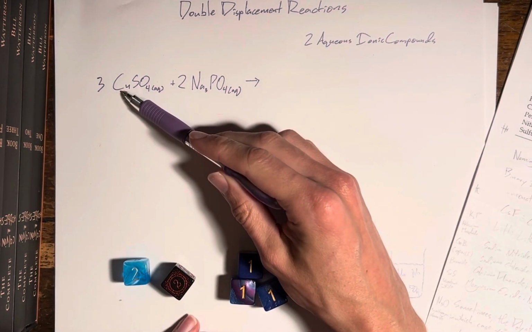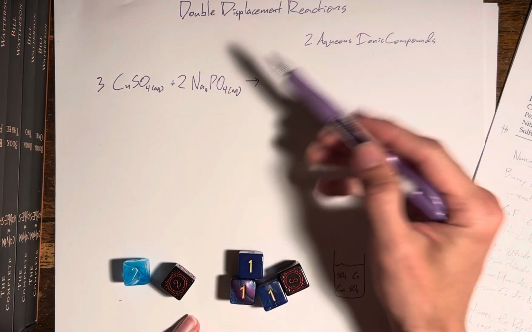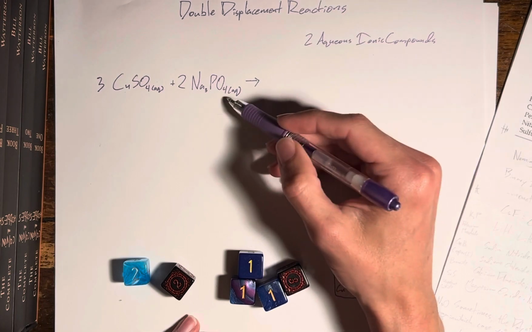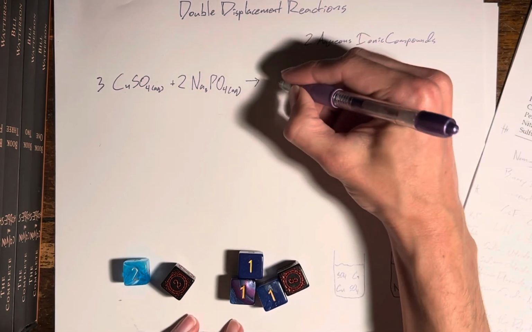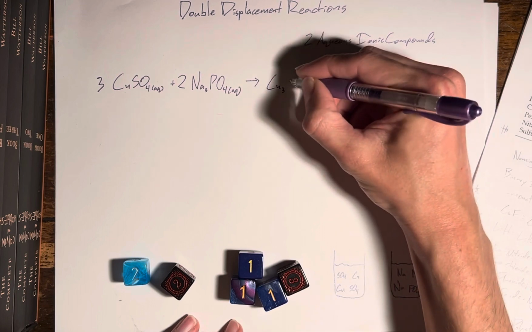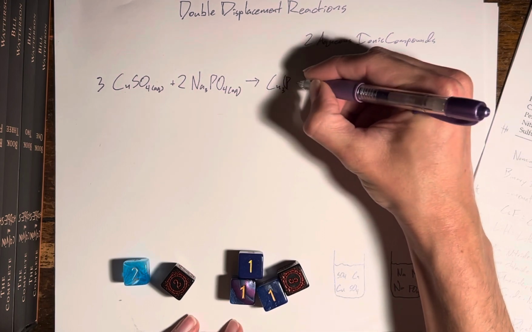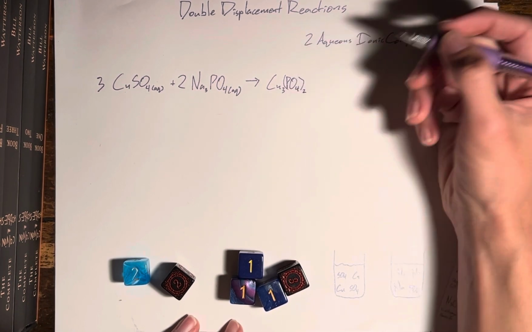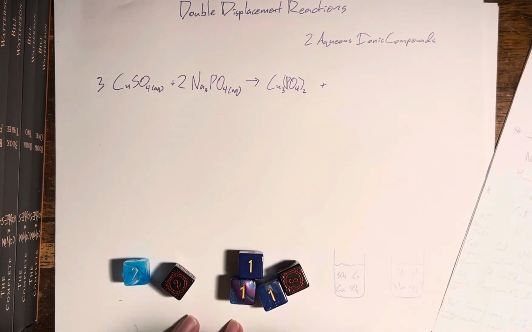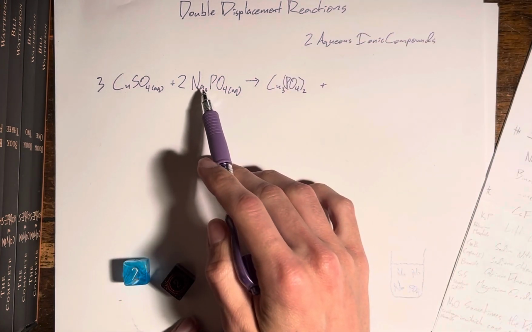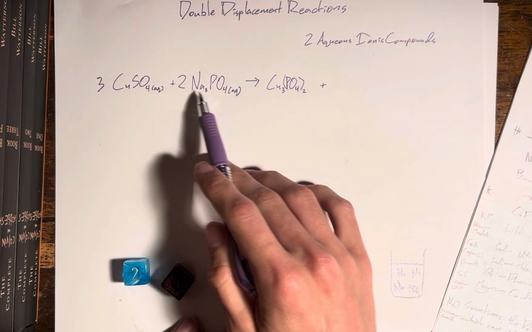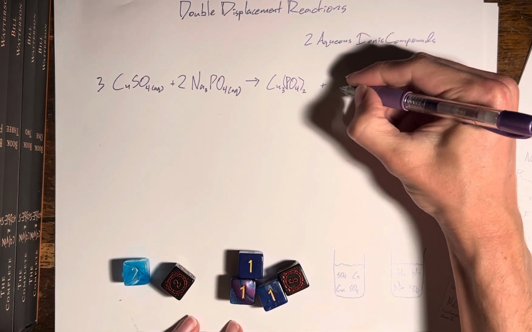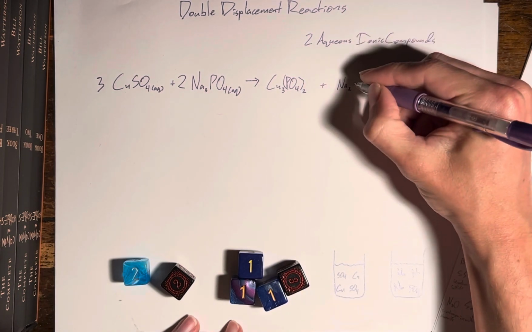So first let's switch our copper with our sodium and write our copper phosphate. It's important to keep in mind how many of each you have. So we have 3 coppers and 2 phosphates. That doesn't simplify any further, so we're just going to write it as is. 3 coppers and 2 phosphates. Let's not write our aqueous yet, because we do not know if it is soluble. And then our other new compound is sodium sulfate. And we have 6 sodiums and 3 sulfates. This does simplify. That means we have 2 sodiums for every 1 sulfate.